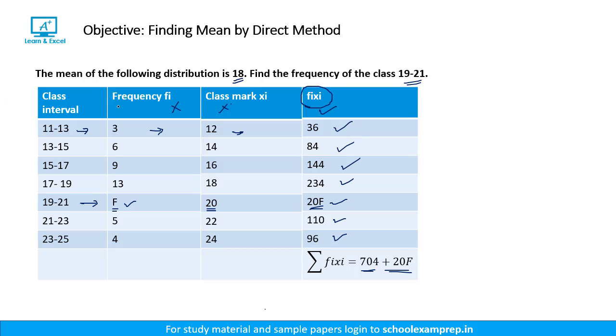We also have to find sigma Fi. So for this, we have to add all the numbers of this column except f. We add all the numbers and get 40. We write plus f over here.